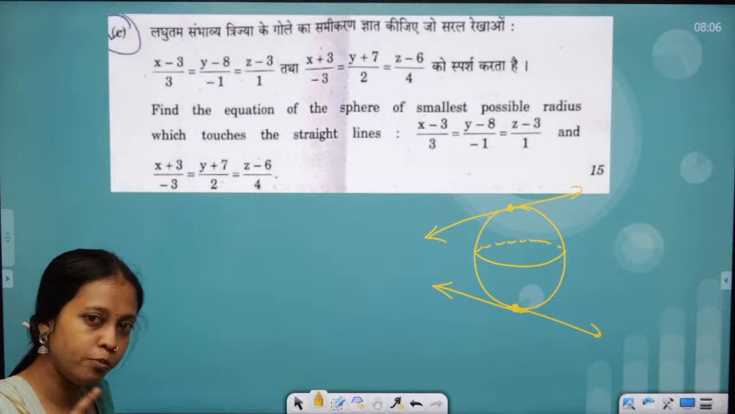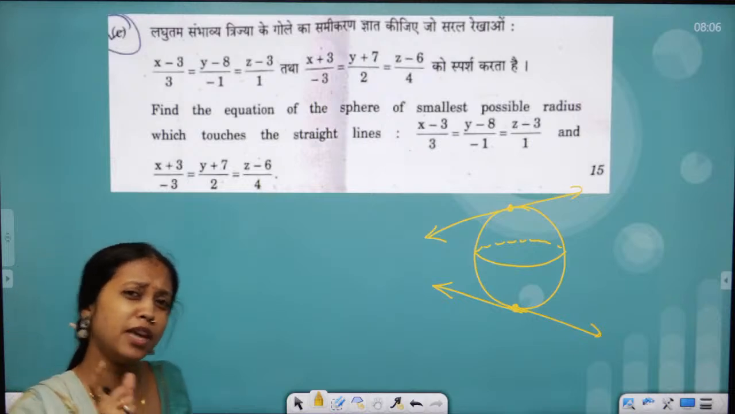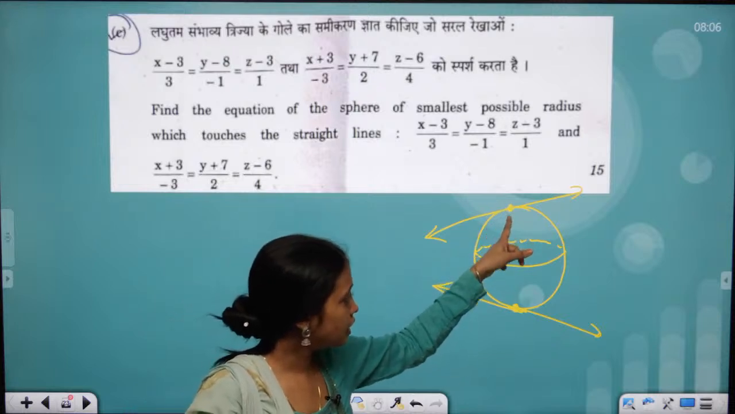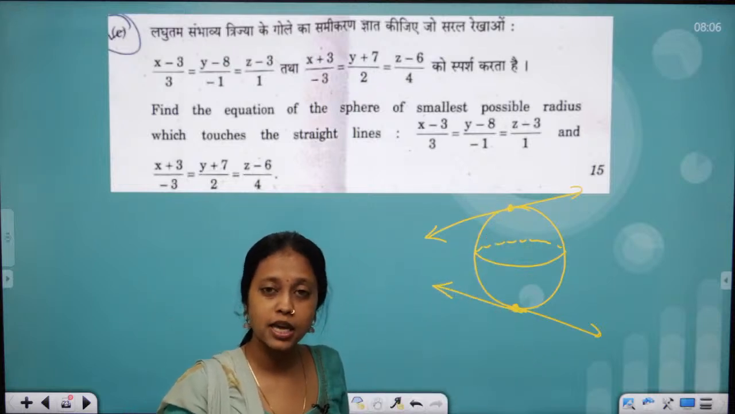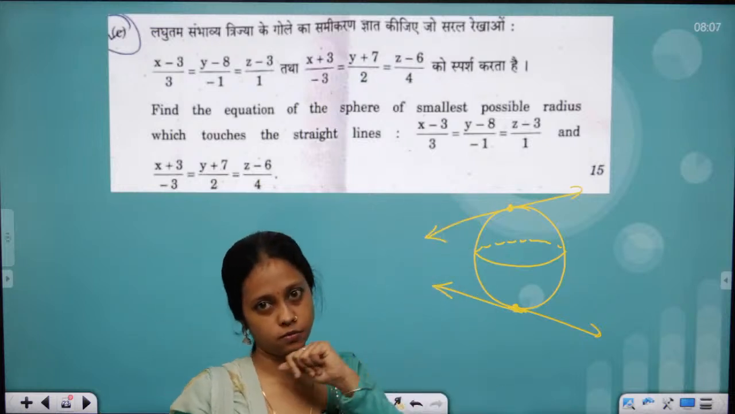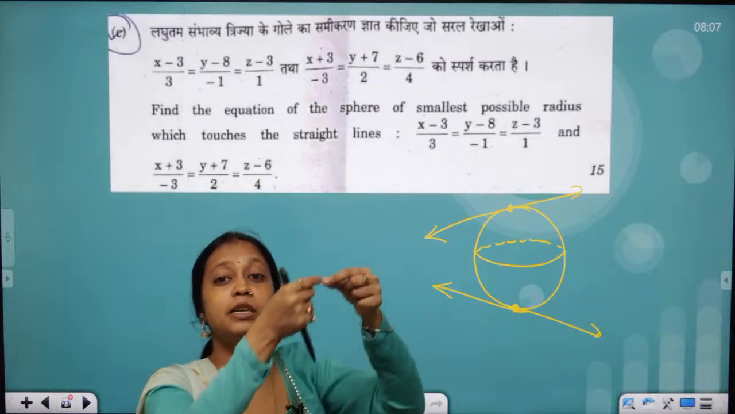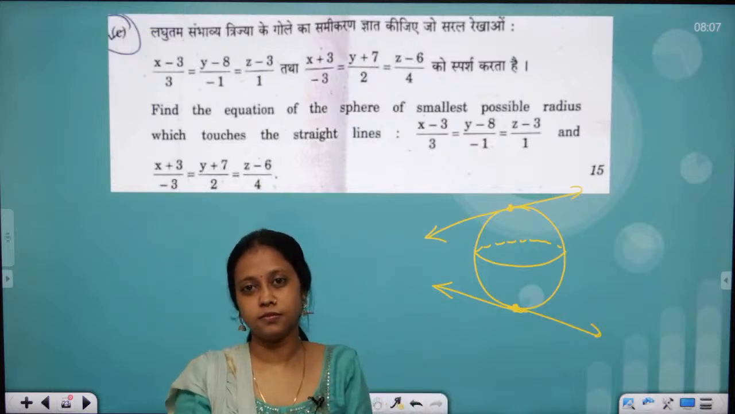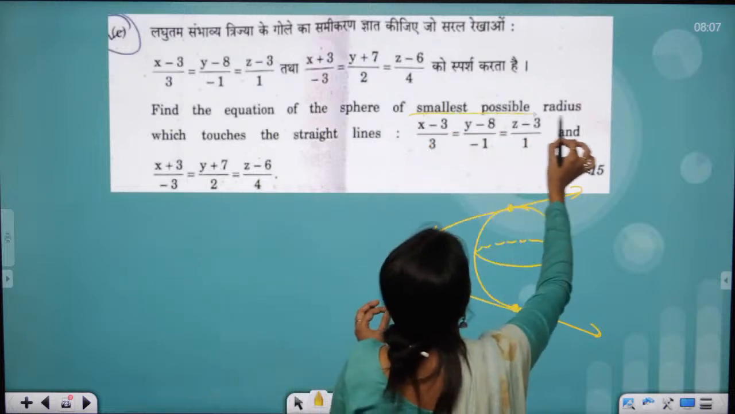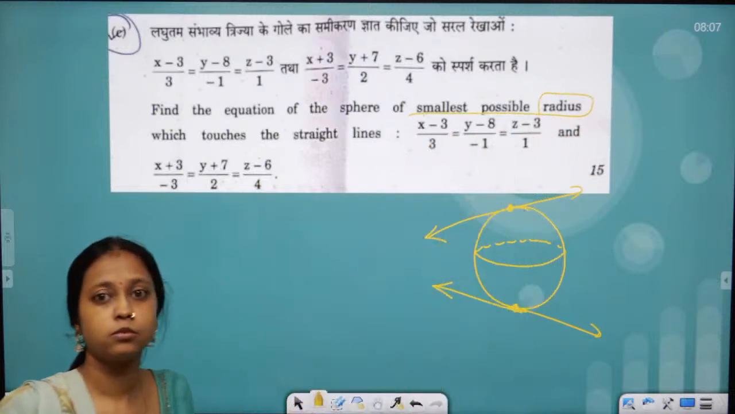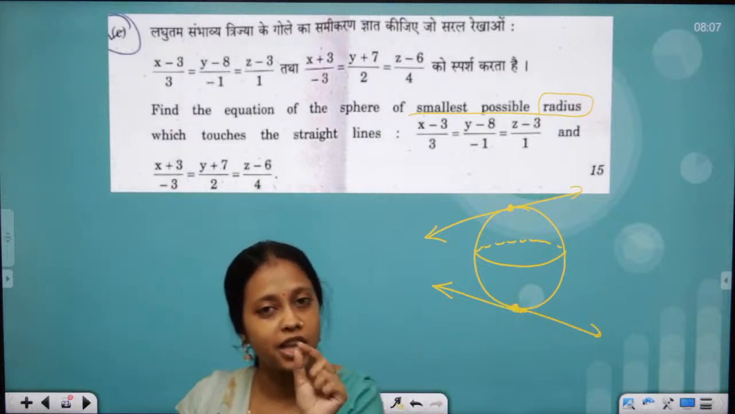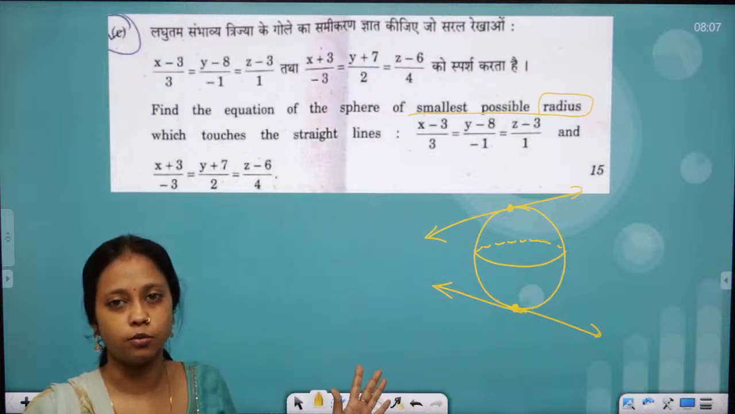If I want to minimize the radius, there is one basic observation you can make, that if you join these 2 points, that line has to be perpendicular to both of the lines, diametrically opposite. This was the only basic observation from this point, smallest possible radius. Okay. So, this was enough for the question. If you are able to make that observation, there was nothing in this question.